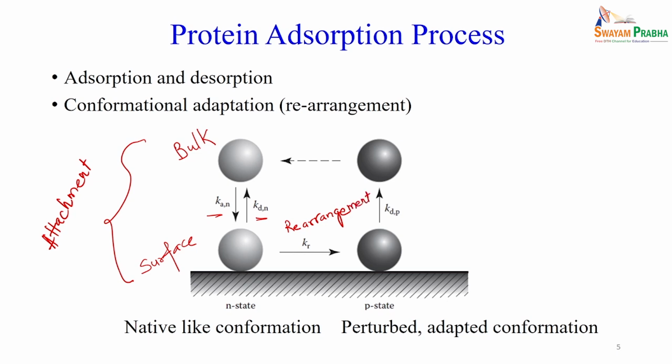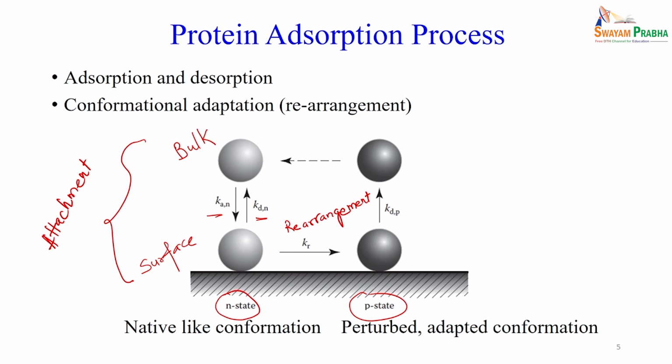So, typically these are the two main processes involved during protein adsorption: attachment and reorientation. When there is attachment, we call it a nucleic structure, and after the rearrangement we call it adapted conformation. A protein, once it reaches the surface, will have a different conformation, and after relaxation, once it reaches equilibrium with the surface, it adapts to a different conformation.